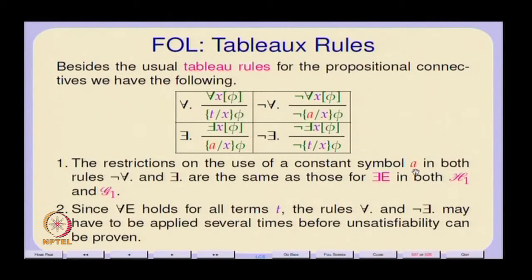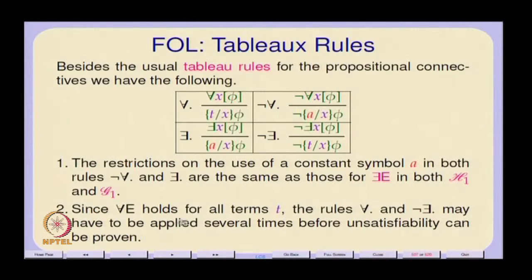Of course, as I said, there is a restriction on the use of these constant symbols a. In the original work on tableaux created by Smullyan, he called them parameters, but we are treating them as constant symbols, and they should be new. Those restrictions are exactly the same as in exists elimination, in both the Hilbert style proof system and in the Gentzen style natural deduction system.